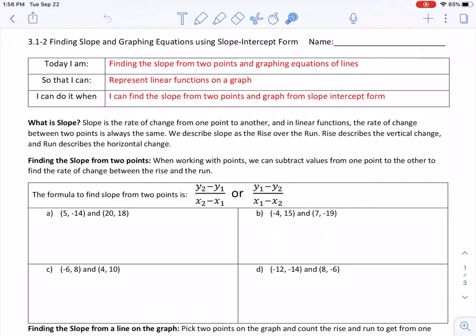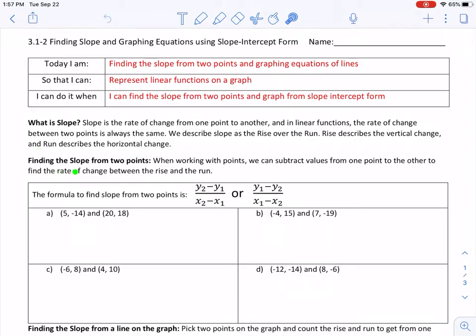Okay, so what is slope? Slope is the rate of change from one point to another. And in linear functions, the rate of change between 2 points is always the same. So just like we kind of talked about with arithmetic sequences when we were looking for the common difference, that common difference was the same between numbers every time. The slope is similar. It's the same change every time. And when we're talking about between 2 points, we describe the slope as rise over run. So the rise describes the vertical change and run describes the horizontal change.